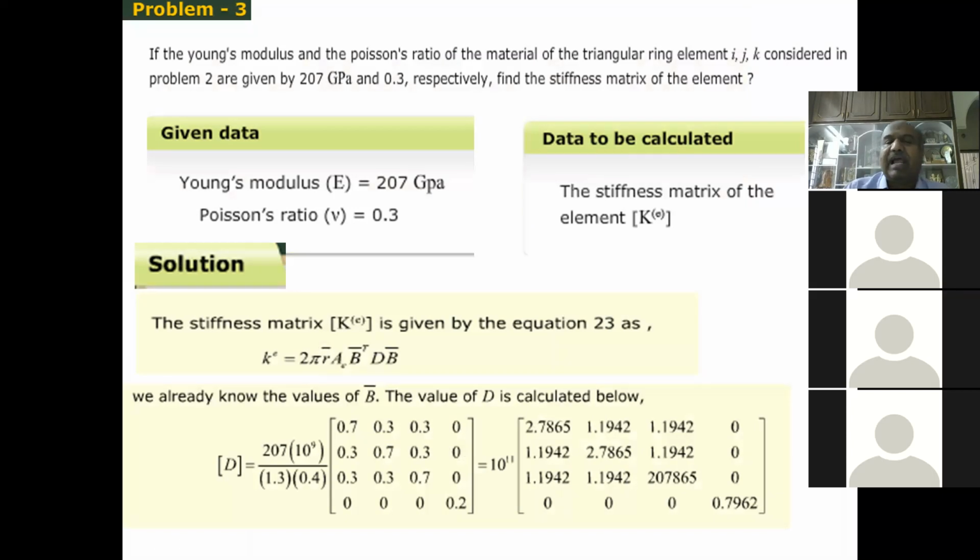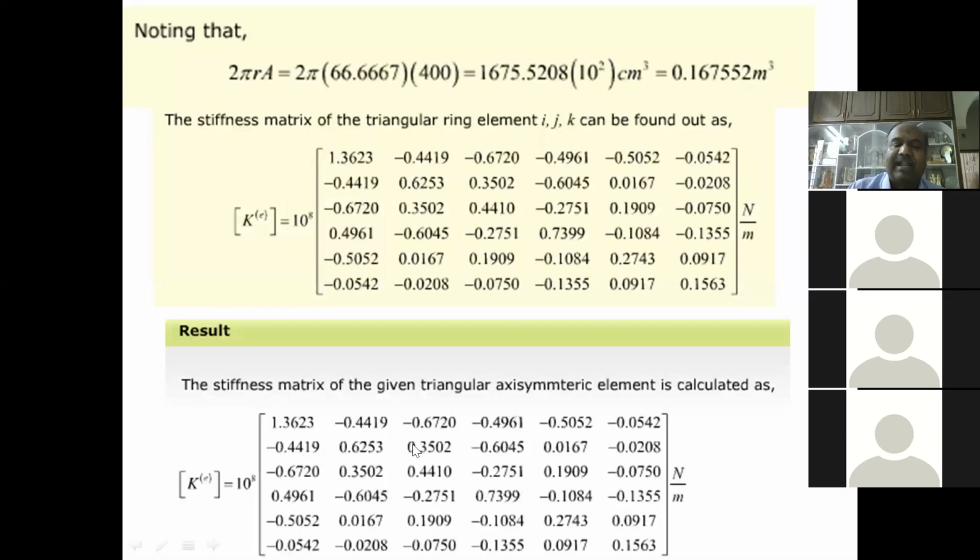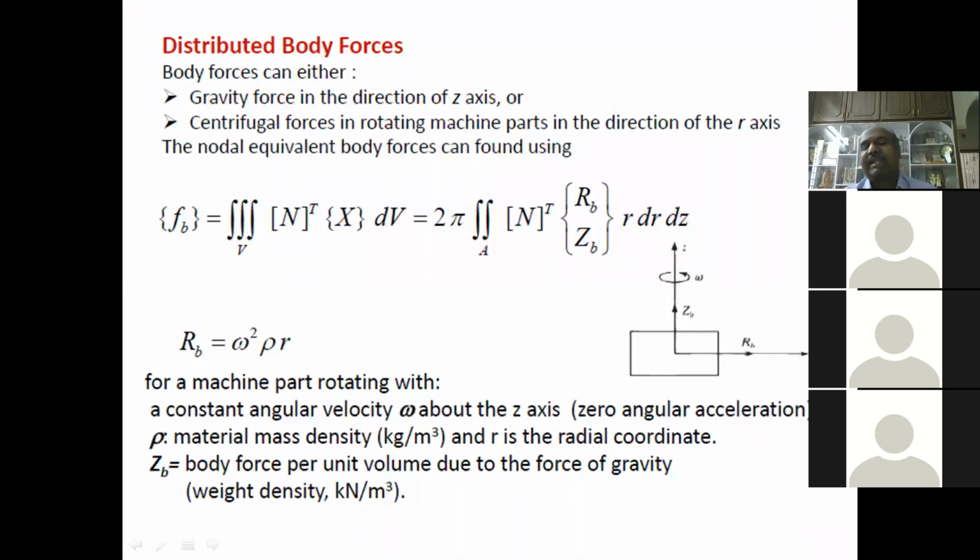And similarly, the same element is considered for problem 2, given Young's modulus 207 gigapascal and Poisson's ratio 0.3. Given those, you have to calculate the stiffness matrix. As you know, 2 pi R bar, the area we calculated earlier, B bar transpose, D, B bar is there. So for your D matrix, you can substitute E and Poisson's ratio. And D, B, and 2 pi R bar, if you multiply, D and B calculated earlier, these three matrices you have to multiply. You get the global stiffness matrix. So the total matrix you would get.